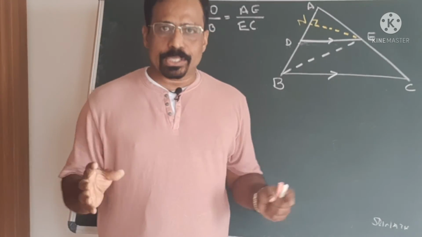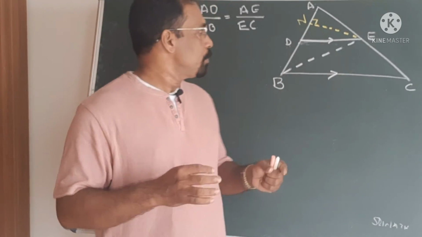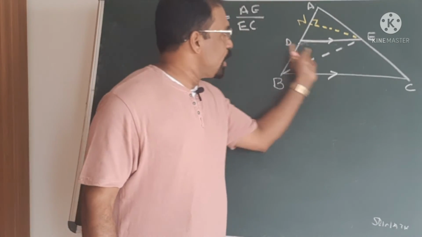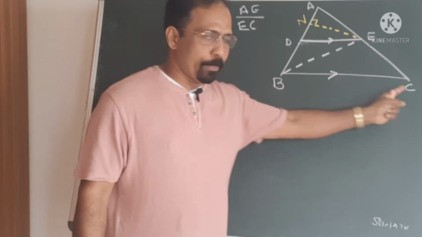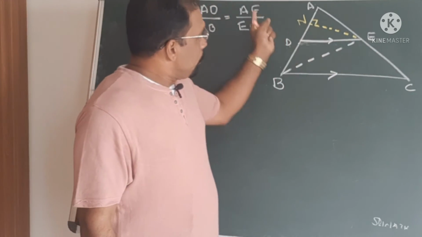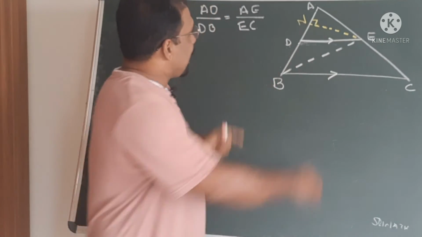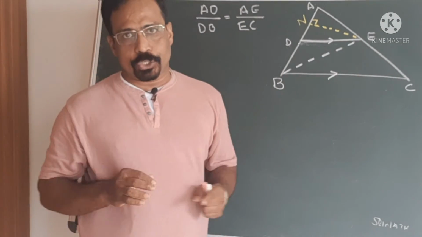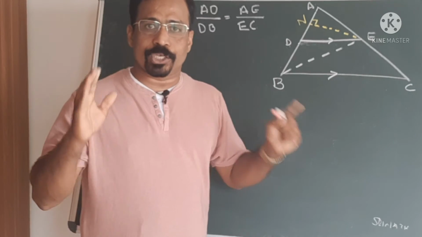First of all, let us understand what is the meaning of this theorem. This theorem says if a line is parallel to any side of the triangle, now here DE is parallel to BC, then this line DE will cut the other 2 sides AB and AC at the same ratio. That means they will cut the other 2 sides proportionally.